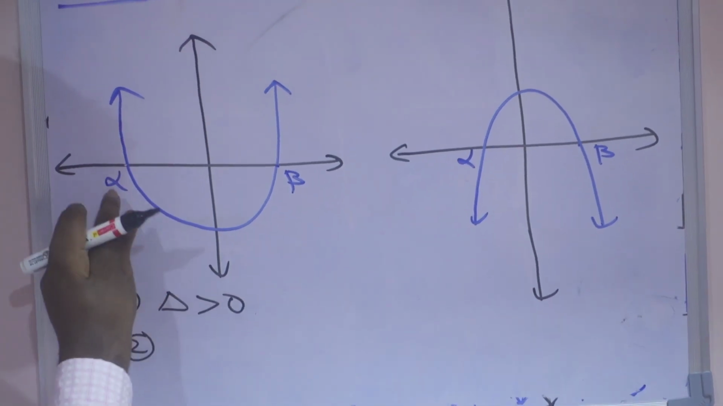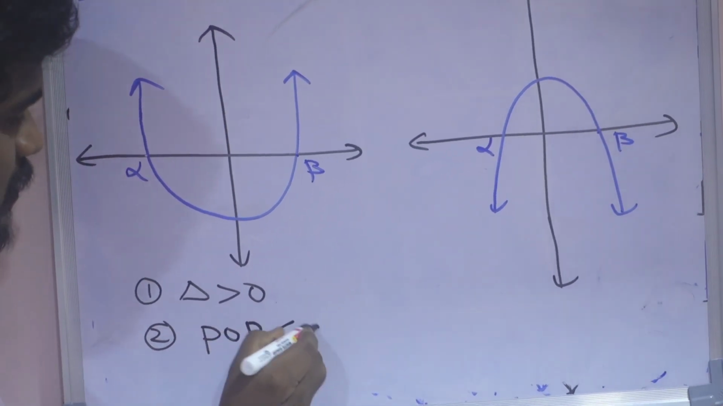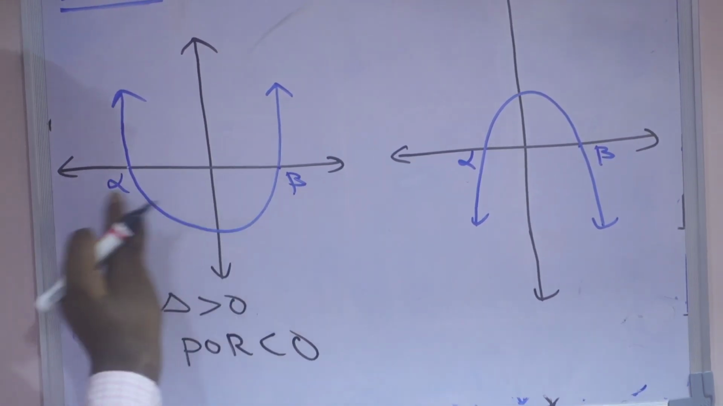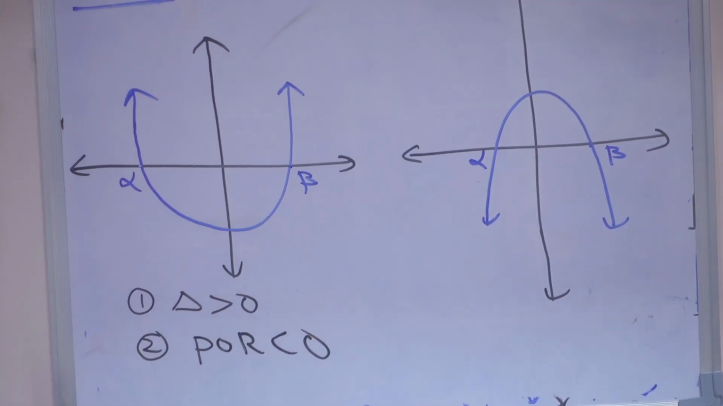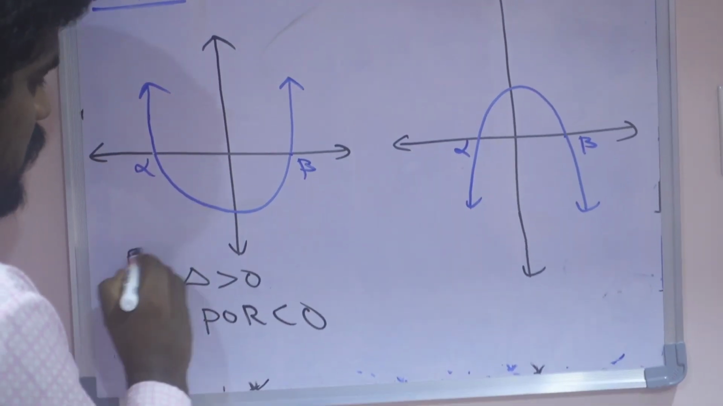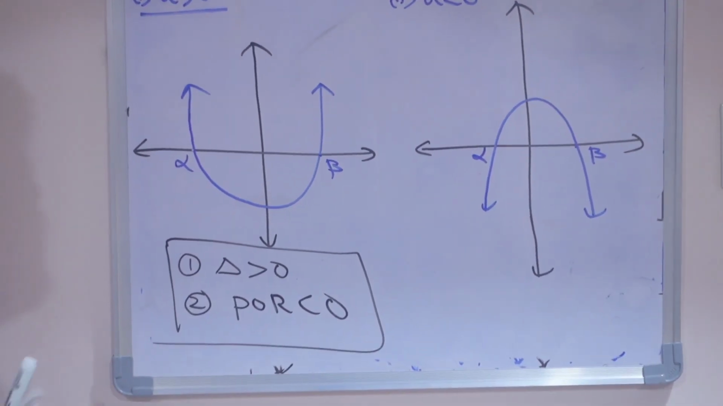And POR, the product of the roots, is negative. Why negative? Because one is negative and the other is positive, and positive and negative is negative only. So POR is less than 0. From these two cases we conclude these two only: delta greater than 0 and POR less than 0. We will go for the next concept.